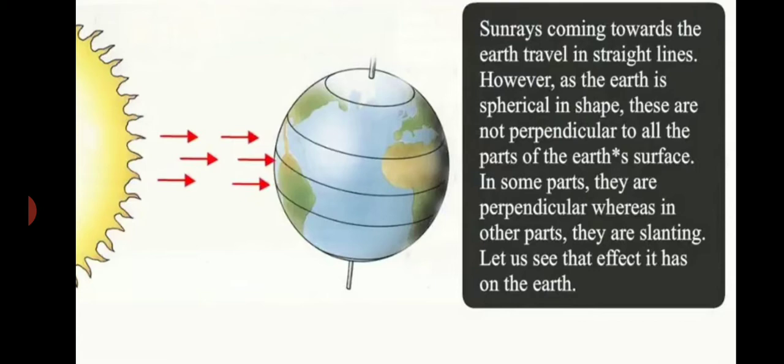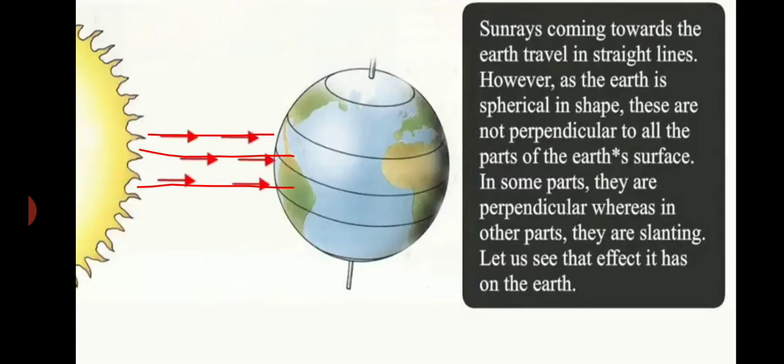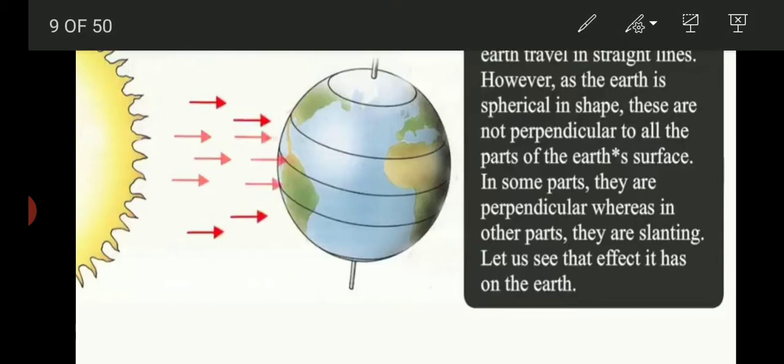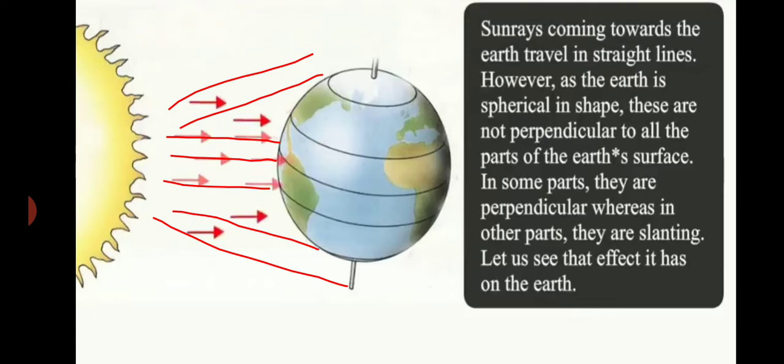Now we will see, sun rays coming towards the earth travel in straight lines. However, as the earth is spherical, these are not perpendicular to all the parts of the earth's surface. In some parts they are perpendicular, whereas in other parts they are slanting. Let us see what effect it has on the earth.